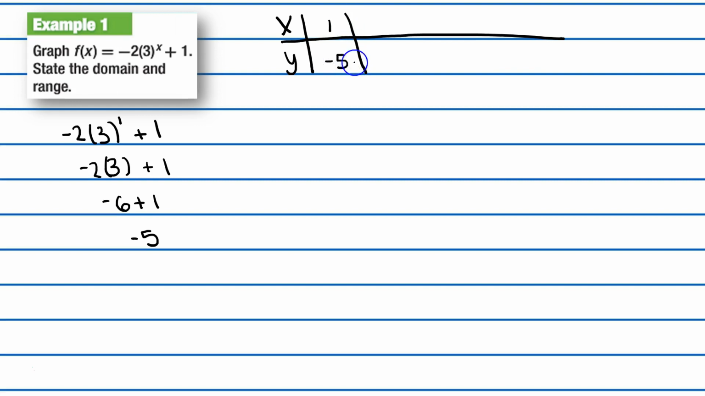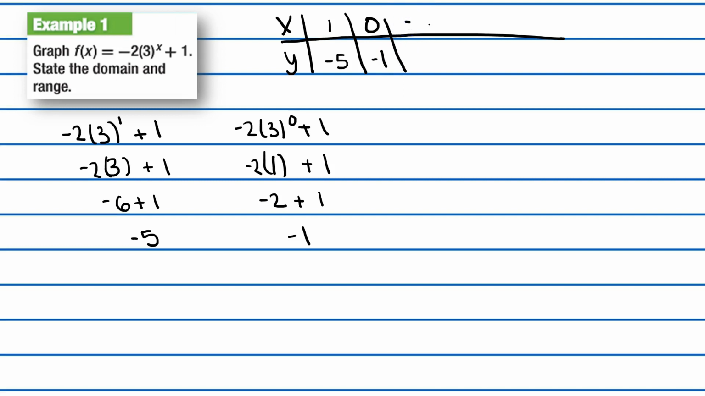Then I'm going to go ahead and, let's say, choose 0. Negative 2 times 3 to the power of 0 plus 1. Anything to the 0 power is always 1. Then we have negative 2 times 1, which is negative 2 plus 1. And that's going to give us negative 1. So (0, -1). Now I'm getting a better idea of what I'm going to be graphing.